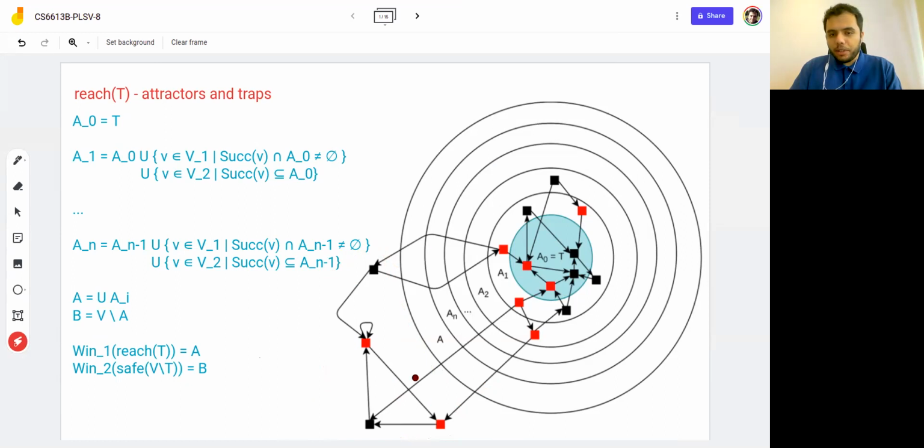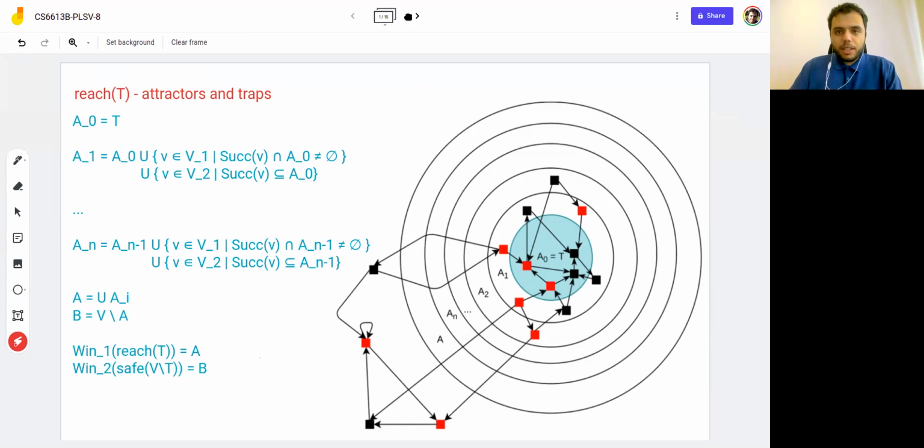We also saw algorithms for computing attractors and traps. We saw that the attractor of a given set T can be computed in linear time, in order n plus m, where n is the number of vertices of our game graph, our arena, and m is the number of edges.